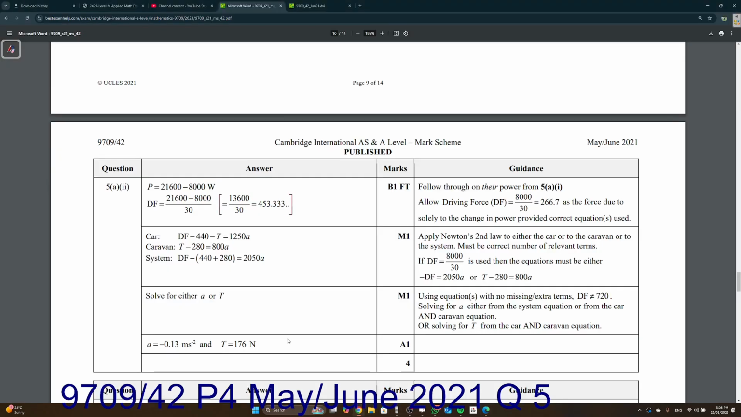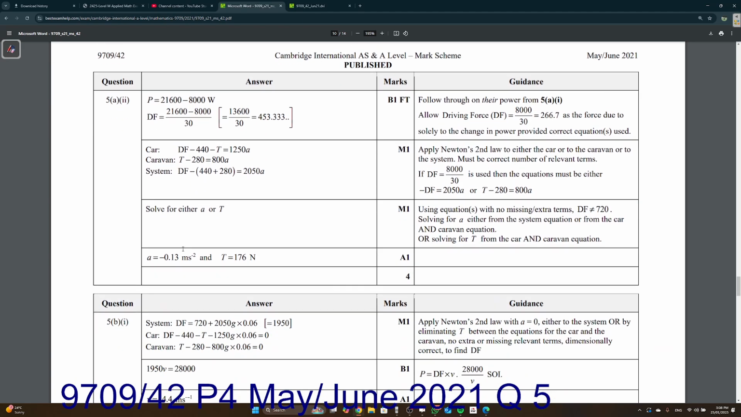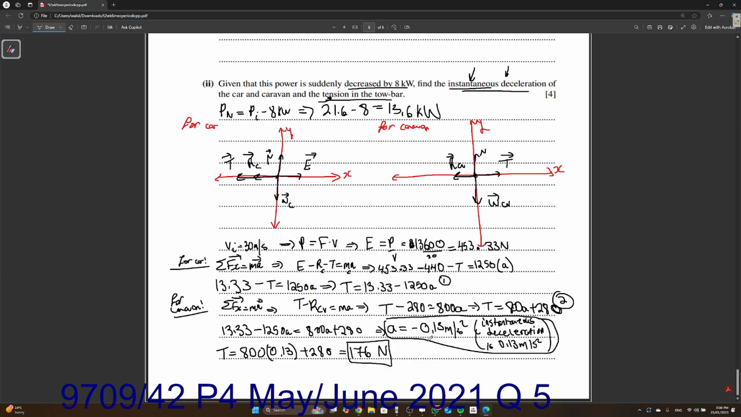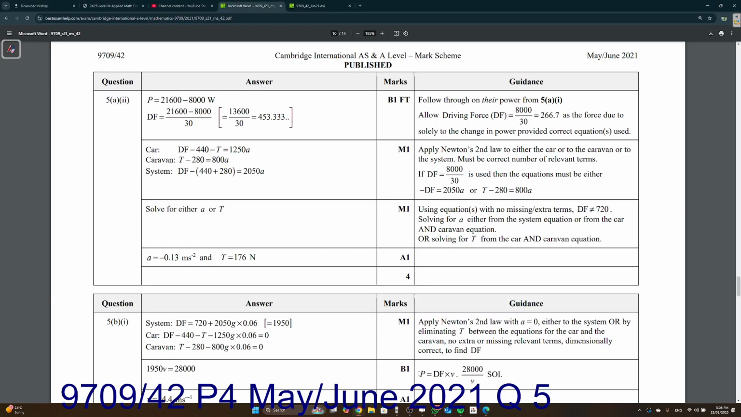Let me show you the marking scheme. The answer is A equals negative 0.13 meters per second squared and T equals 176. If you get this, keep it negative. Just show that you got A equals negative 0.13 meters per second squared and then say this, you'll definitely get a full mark. To stay on the safe side, I always put both: the value of A I get, and then I say the rate of deceleration is 0.13. That's to guarantee that I get the full mark. And T equals 176 newtons.